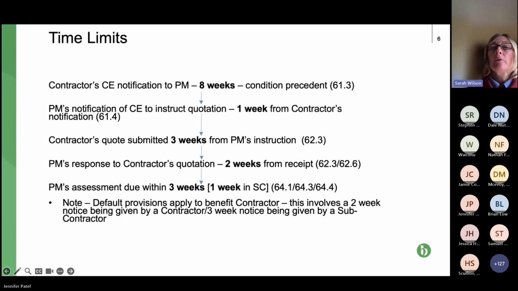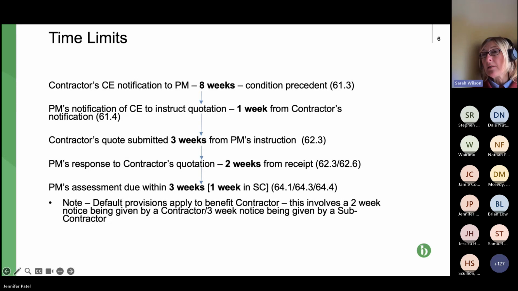So we've now got to the position where the ball's been passed to the contractor, and the contractor has been asked to provide a quote. So third line down, contractor then has 3 weeks to prepare that quote and issue it to the PM. Contractor does that, and again, the ball's back in the court with the PM. So the PM has 2 weeks to either accept or reject the quotation.